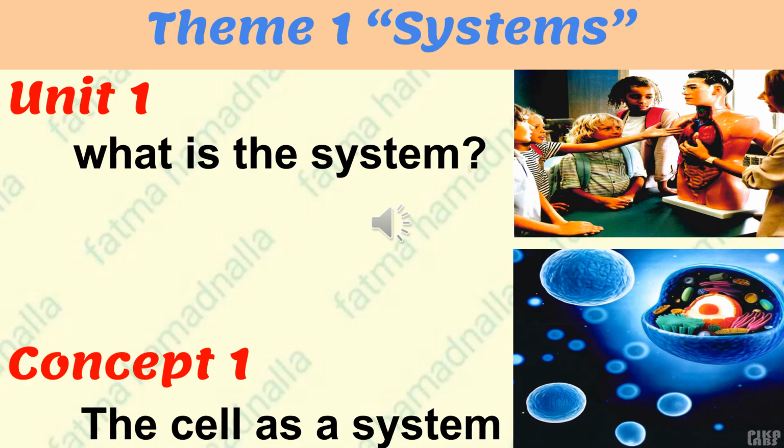In Theme 1, which is called Systems, Unit 1 is titled, What is the System? In this unit, we will learn more about systems and how they form, okay? Concept 1 is titled, The Cell as a System. Let's start our concept.